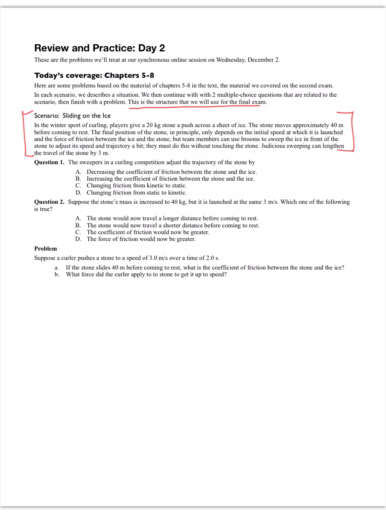Now for this first scenario, this sliding on the ice scenario, I want to give you a pro tip. There's no reason why you have to answer the questions first. People do because they come first, but there's no reason you have to do them that way. And actually in this case, it's much, much better if you do them after we solve the problem.